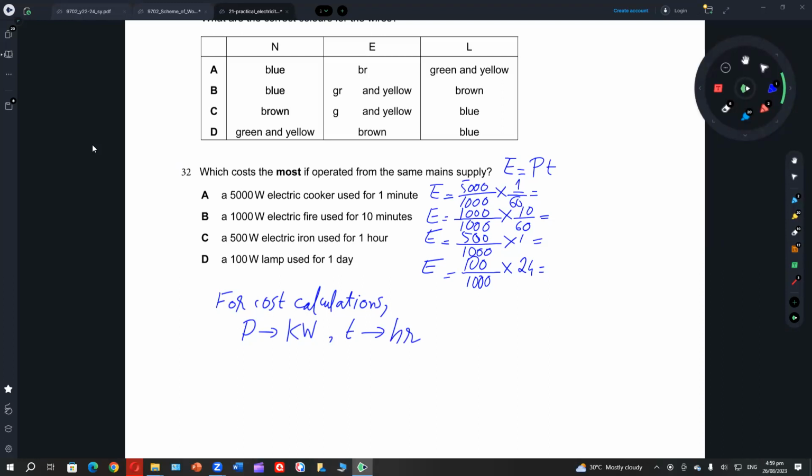So now you have to complete this working for me. He says the most, you have to find the biggest number which costs the most. So A, B, C, D, which answer is coming the biggest? Sorry, what answer? Last one. Acha, 1000.